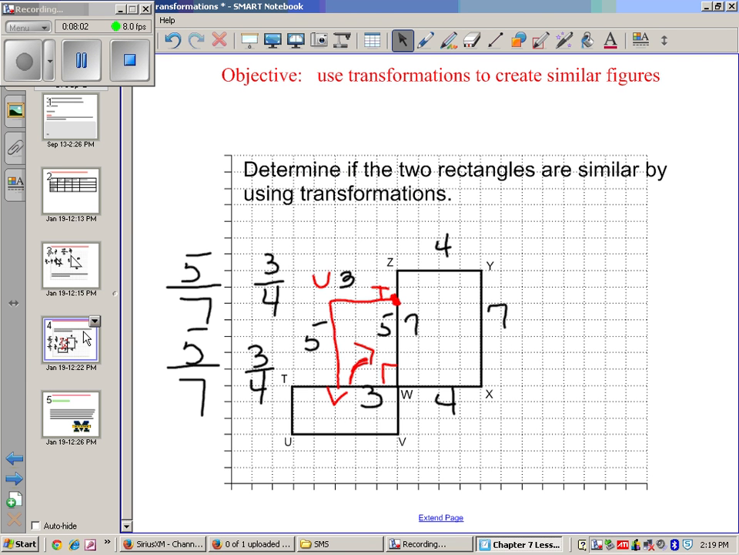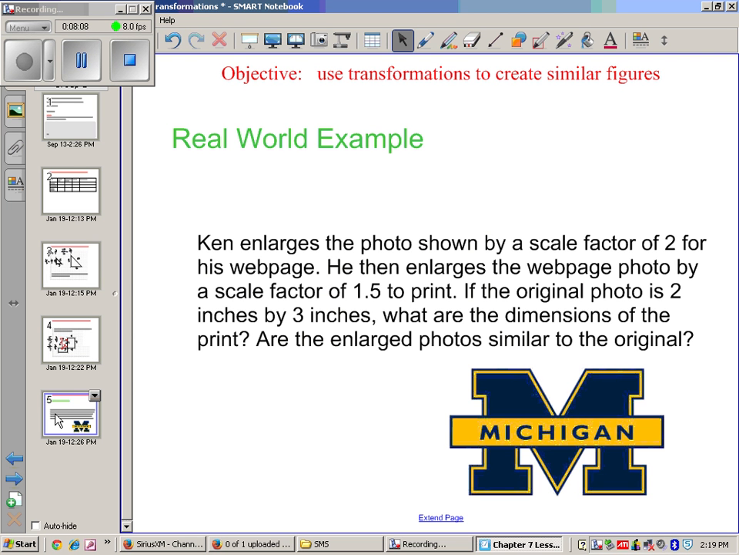So again, any questions, write them down or review the video. We're going to slide on to our next example, our real world example. Ken enlarges the photo shown by a scale factor of 2 for his web page. He then enlarges the web page photo by a scale factor of 1.5 to print. The original photo is 2 inches by 3 inches. What are the dimensions of the print? Are the enlarged photos similar to the original?